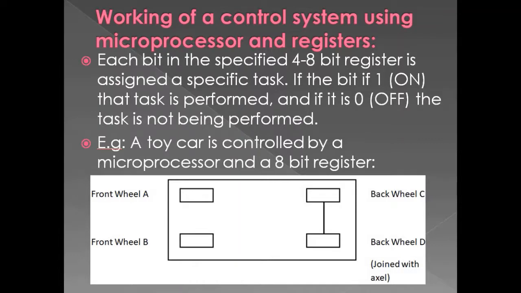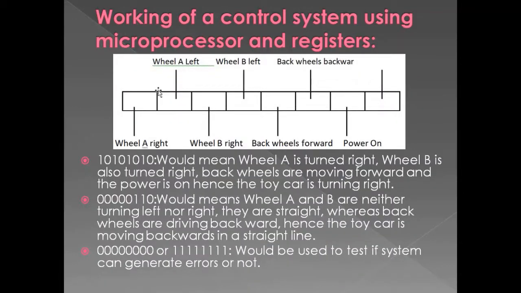For example, a toy car is controlled by a microprocessor and an 8-bit register. Now you are given a diagram in which you have front wheel A, front wheel B, back wheels C and D, which are joined by an axle. Then they give you the diagram of a blank register, and they tell you that if this bit is on, that means wheel A turns right. If this bit is on, that means wheel A turns left, wheel B right, wheel B left, back wheels forward, back wheels backward, power on, and this is not listed. This might be for power off.